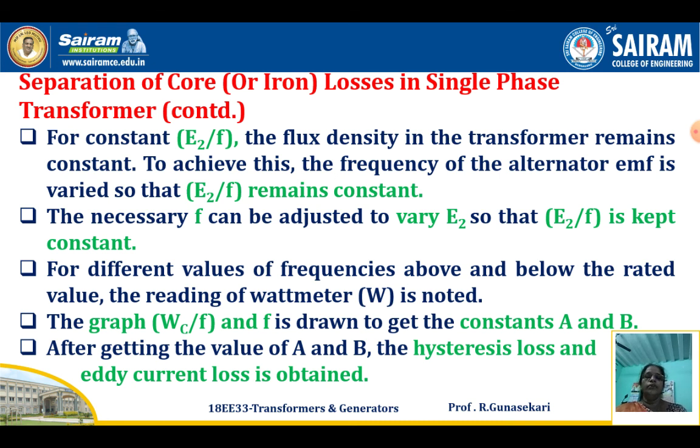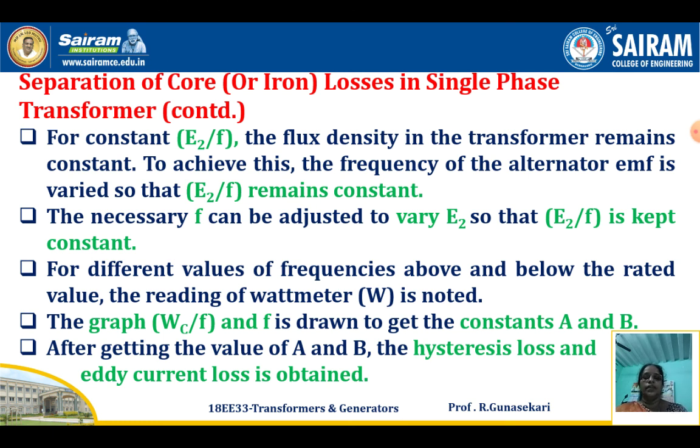For different values of frequency above and below the rated value, the reading of the wattmeter is noted. Now we draw the graph between Wc by F and F, and then we can get the values of constants A and B. Once again I recall, the intercept of the straight line gives the value of constant A, and the slope of that line gives the value of constant B.